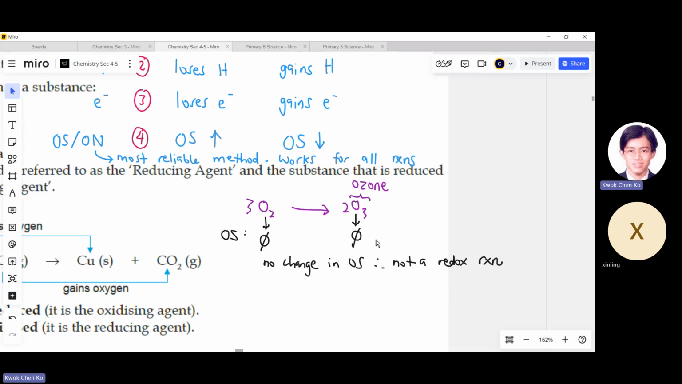Keep that in mind. Sometimes your question may give you non-redox reactions. You find that all the OS have no change at all. Okay, questions, anyone? No?